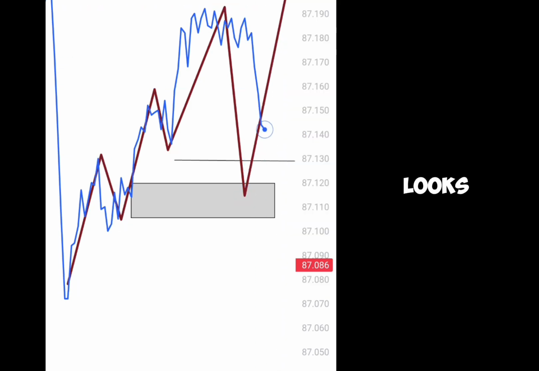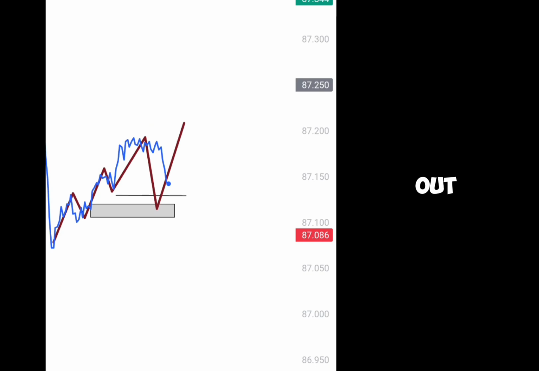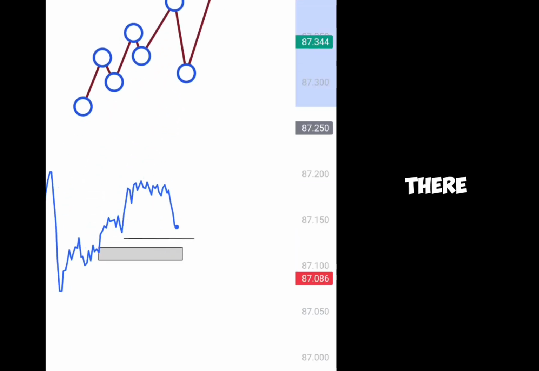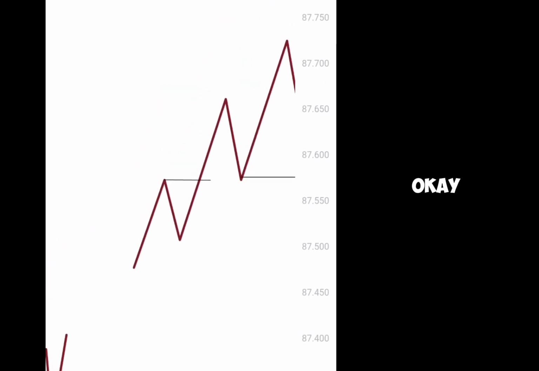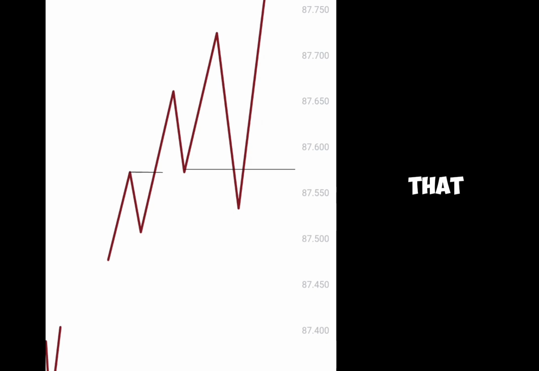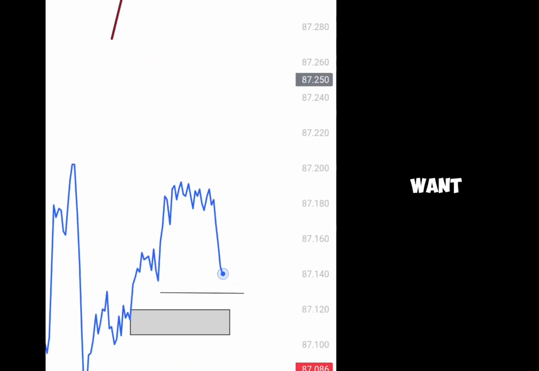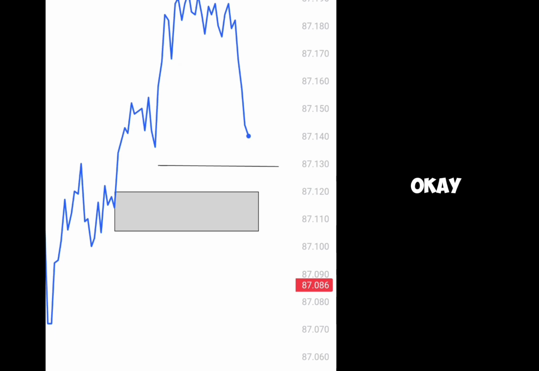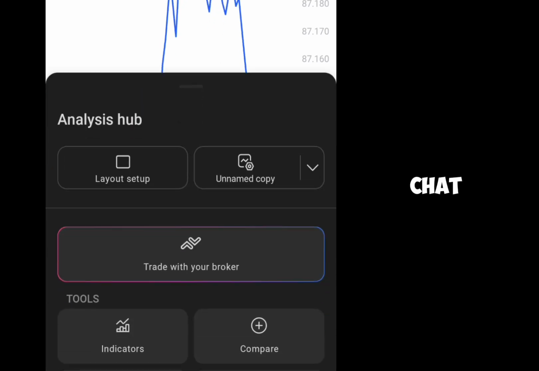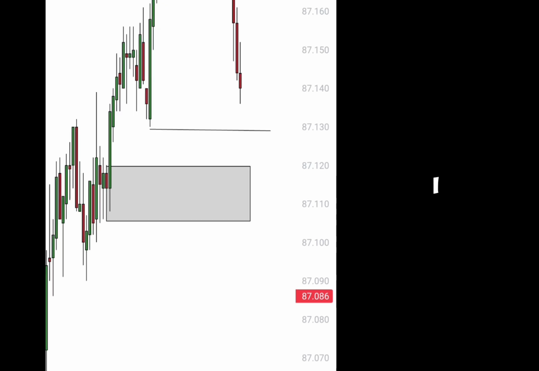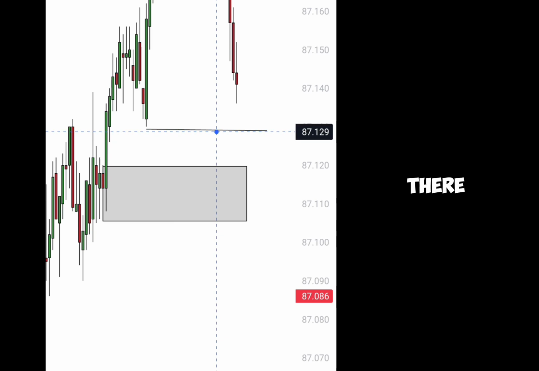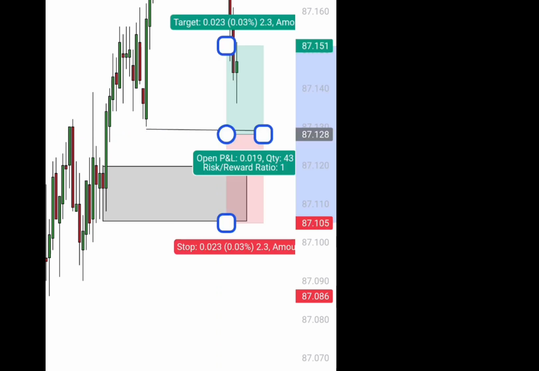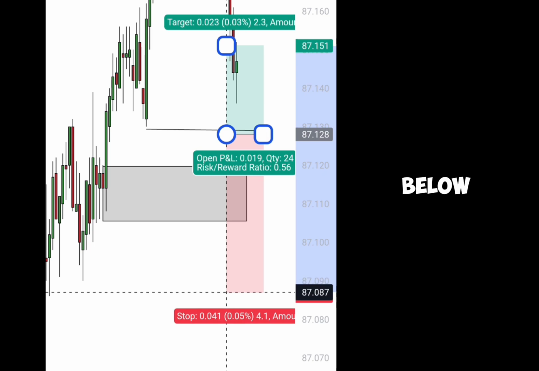So you see that it looks exactly, if I bring this out right there, exactly like what I drew right there. Okay, exactly like that. So what I'm looking out for is I want to take a trade right now. So what I do is I come to chart type, come to candlestick, and then I want to take a trade right there. So I want a long position somewhere around there. Okay, and then my stop loss below here.